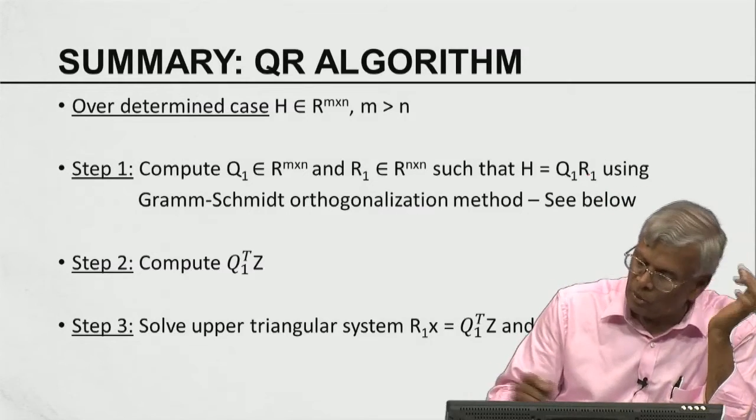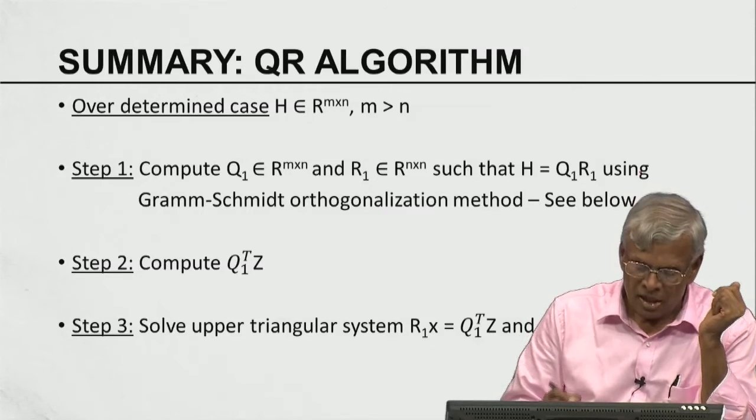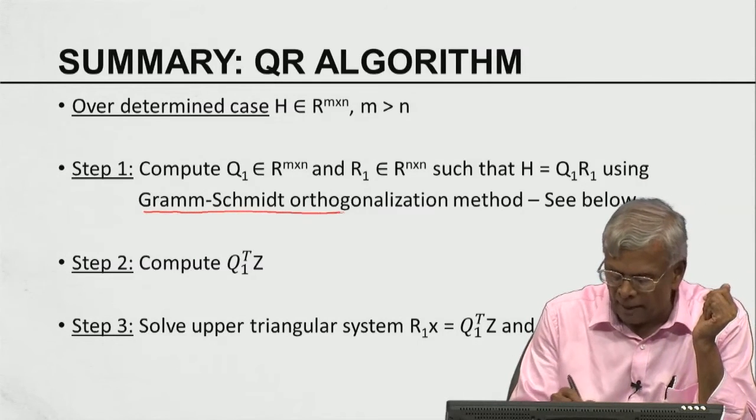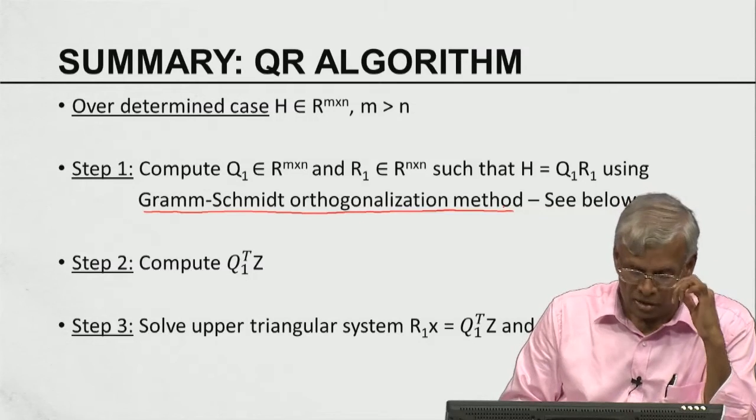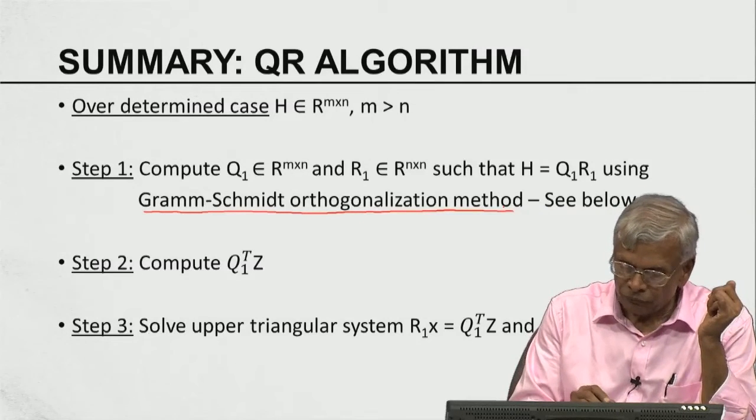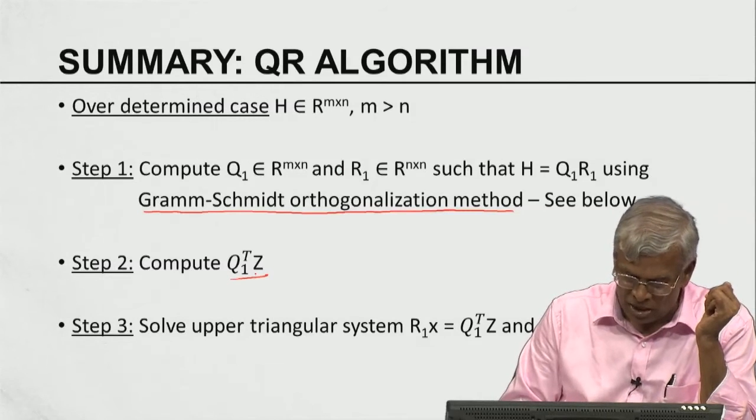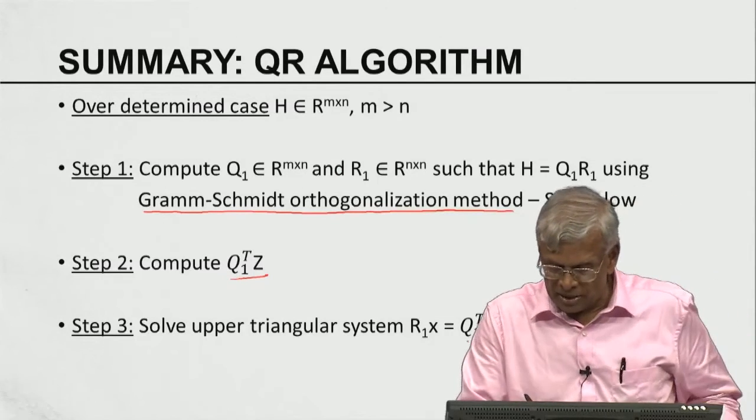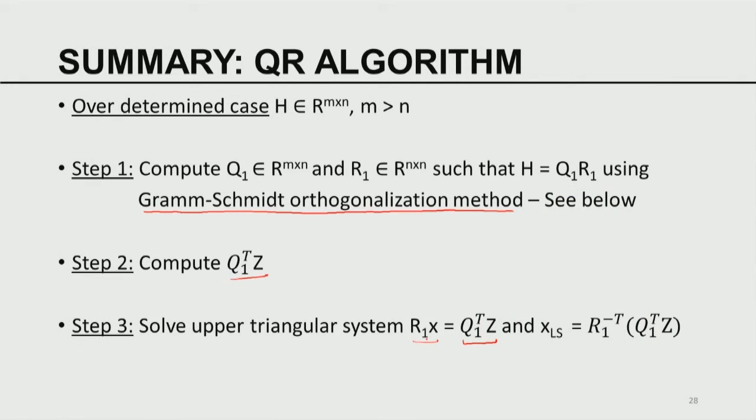That decomposition H is equal to Q1 R1, that is a reduced QR decomposition, is often done by a very famous procedure called Gram-Schmidt orthogonalization method. We will talk about it shortly. So once you have Q1 and R1, I can compute Q1 transpose z. Once you have Q1 transpose z, that defines the right hand side. I need to solve the triangular system R1 x is equal to Q1 transpose z. That gives rise to the linear least square solution with R1 minus T. Minus T means what? This is R1 inverse transpose, which is also equal to R1 transpose inverse.